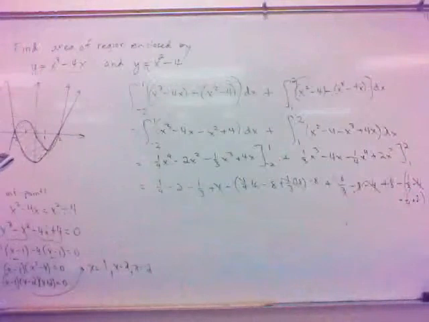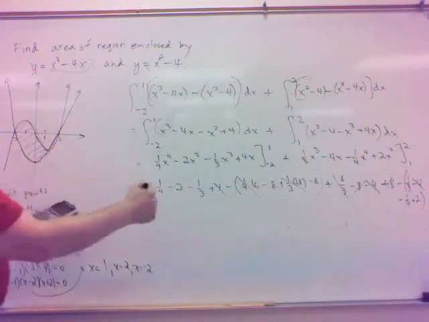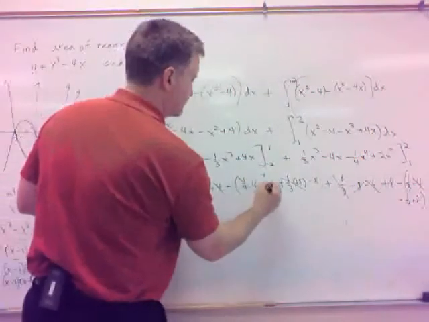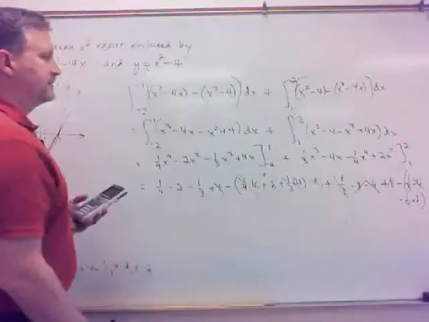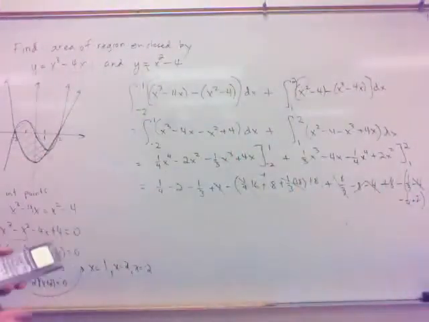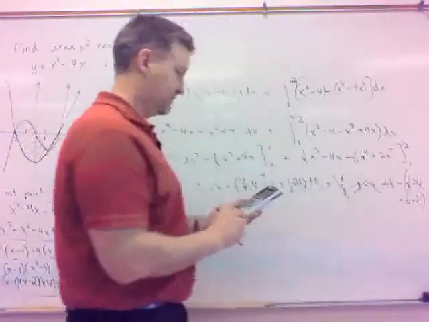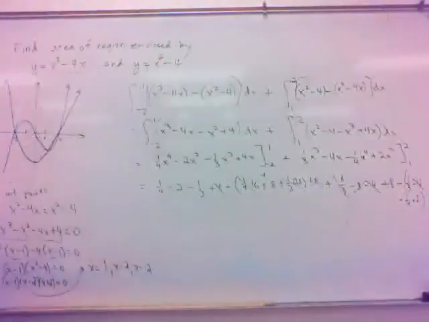Okay, so all that taken out, let's see what we got. 1/4 minus 2 minus 1/3. That'll be a plus 8. Change the signs. Plus 8. I got 16. Then here, what's left? Minus 1/3, plus 1/4, minus 2. I think.